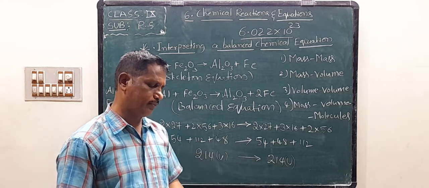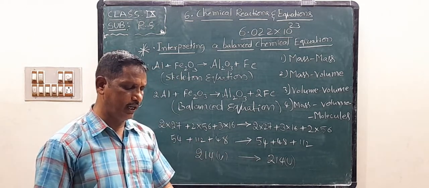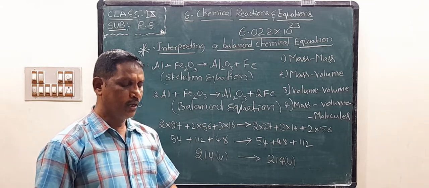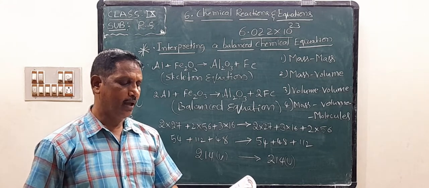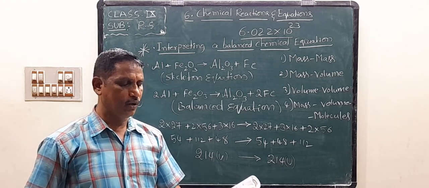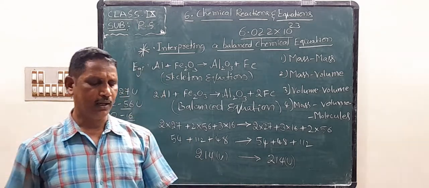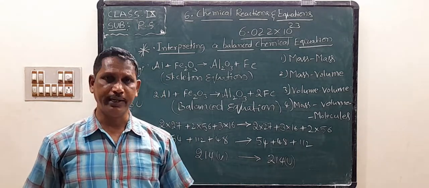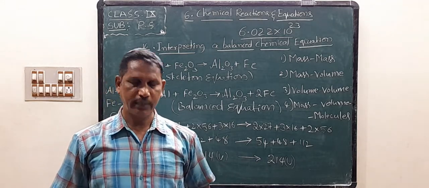Both are equal. Suppose that you are asked to calculate the amount of aluminum required to get 1120 kgs of iron by the above reaction. We will calculate this in the next class. Okay, thank you students.